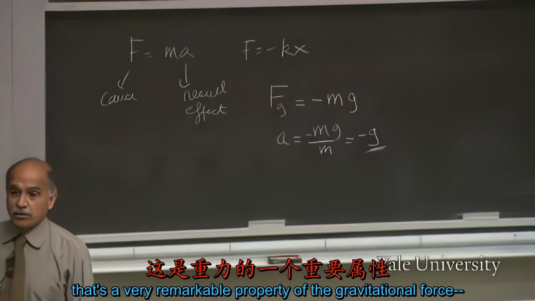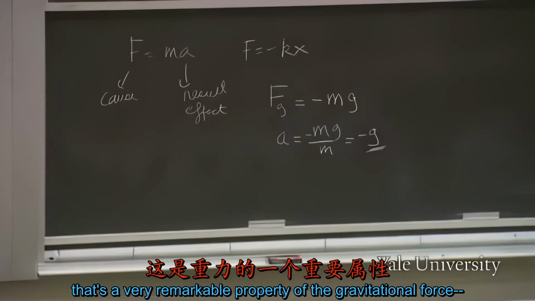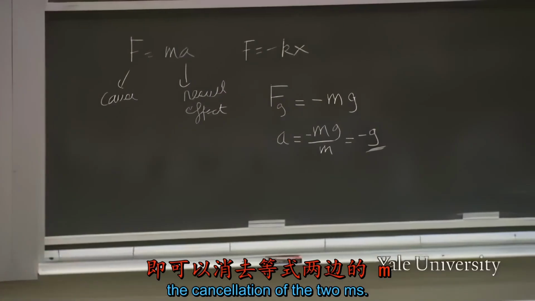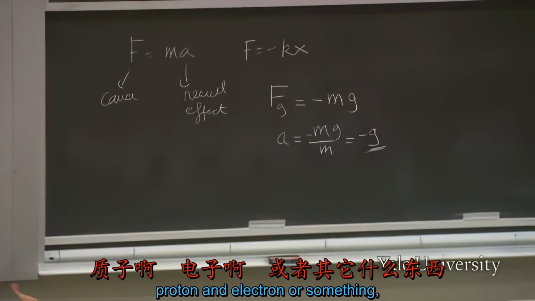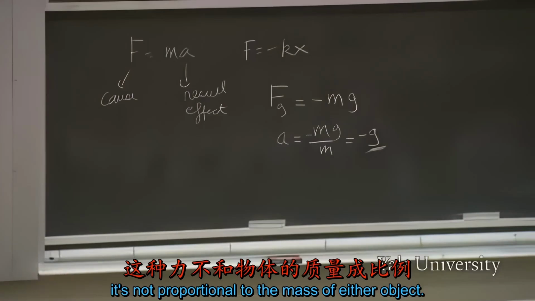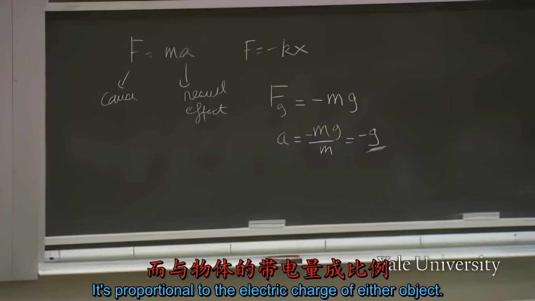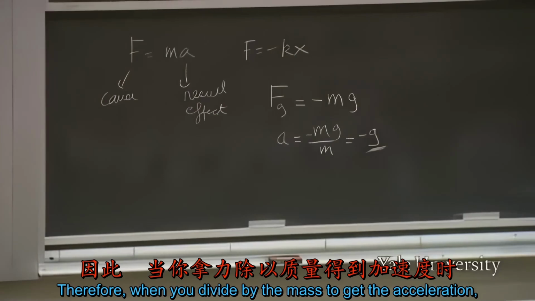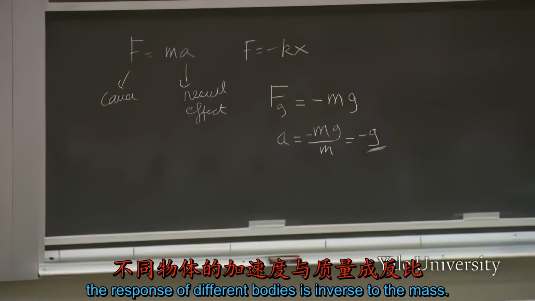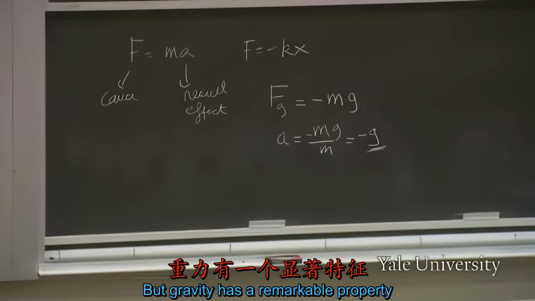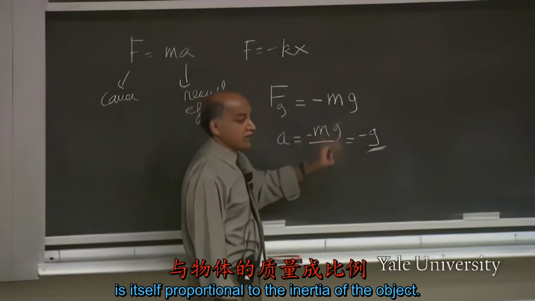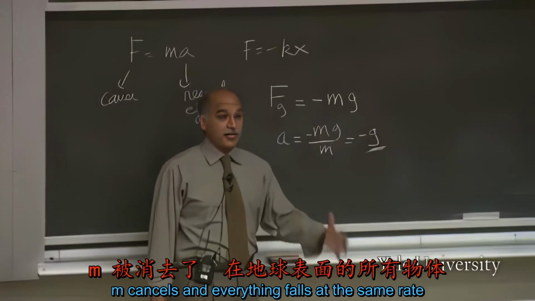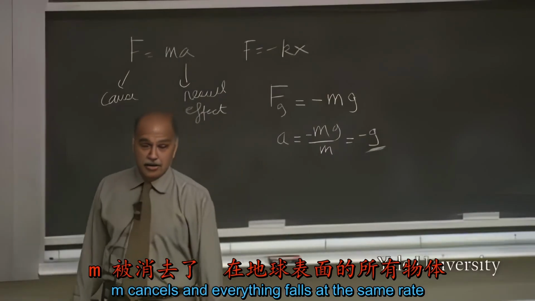By the way, that's a very remarkable property of the gravitational force, the cancellation of the two m's. If you look at the electrical force, the force between, say, the proton and the electron, it is not proportional to the mass of either object. It's proportional to the electric charge of either object. Therefore, when you divide by the mass to get the acceleration, the response of different bodies is inverse to the mass. But gravity has the remarkable property that the pull of the earth is itself proportional to the inertia of the object. So when you divide by m, m cancels, and everything falls at the same rate at the surface of the earth.